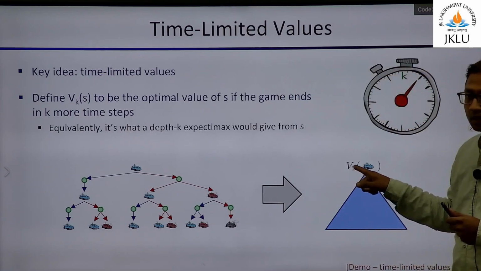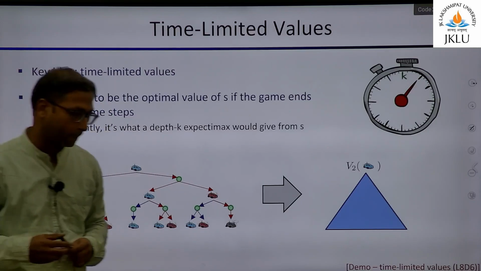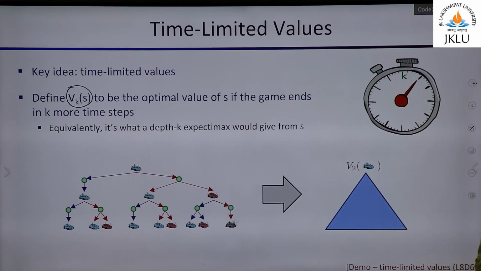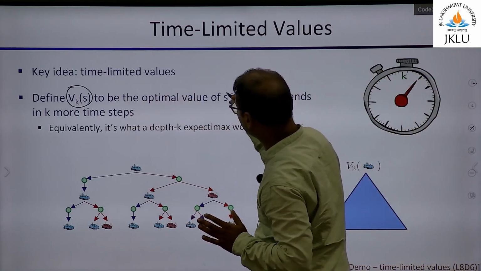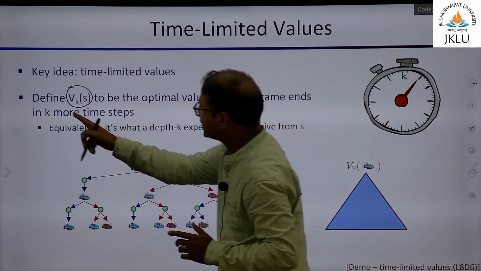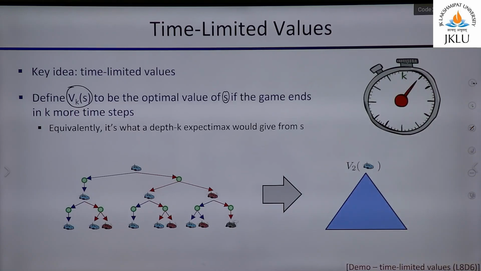So what is VK? Yeah, that's a good thing. So let's understand what is this VKS. What is K? Define VKS to be the optimal value of S if the game ends in K more time steps. Will our strategies change? If you are given less time versus if you are given more time, will our strategies change? They do, right?